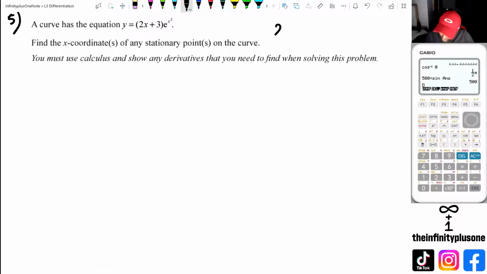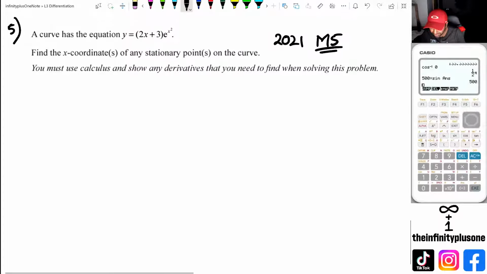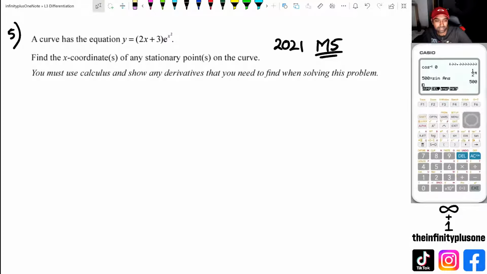All right, try this one. This is actually from 2021. This is a merit question, so it's actually worth 5 points. Let's give that a crack. All right, and again, this is stuff that you actually know. It's not actually asking for the y coordinates, it's just asking for the x coordinates. So give it a go.